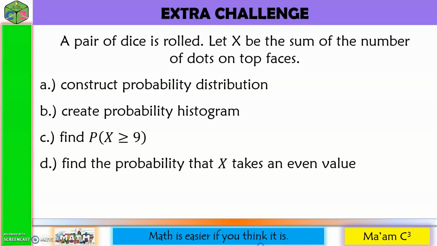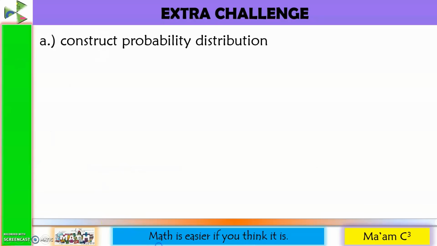Let us do an extra challenge. A pair of dice is rolled. Let x be the sum of the number of dots on top faces. So we are going to answer this. Let's have the first one. Construct the probability distribution. Again, here are the steps.